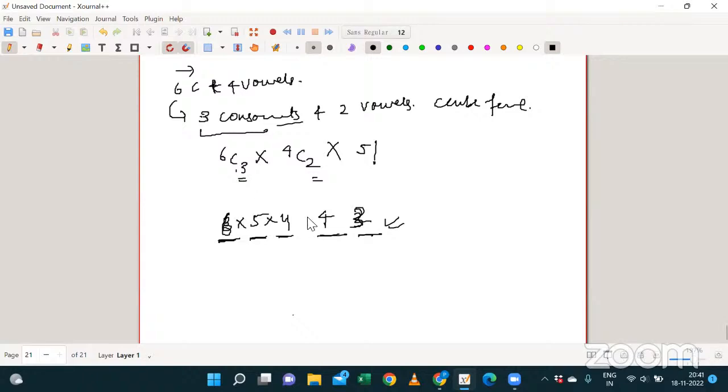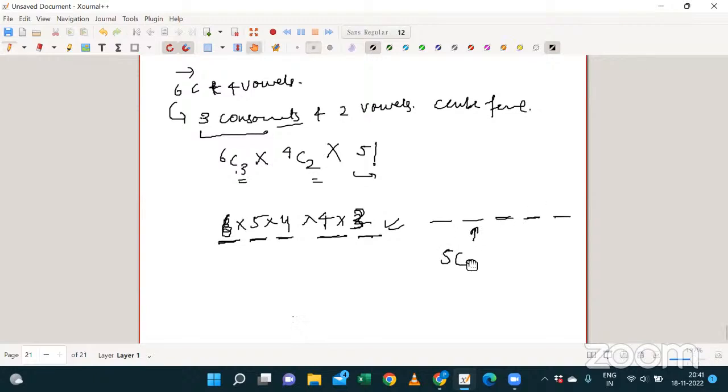This whole thing into 6 into 5C3, which are the places for consonants. Sorry, we have total 5 places. So any 3 places can take the 3 consonants, right? Either you have to choose the places first, correct? And then what you can do? I understand you are choosing first consonants and vowels, and then you are arranging it.